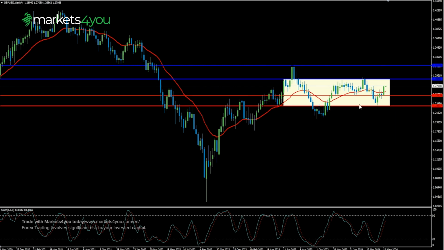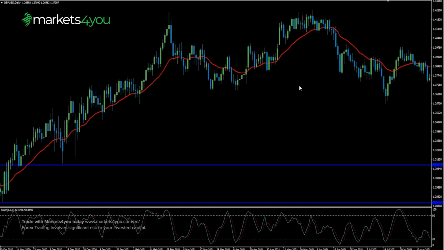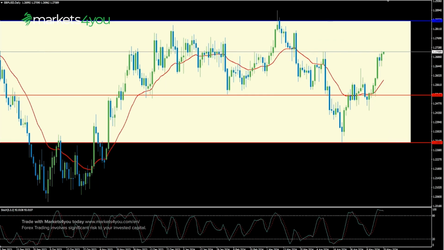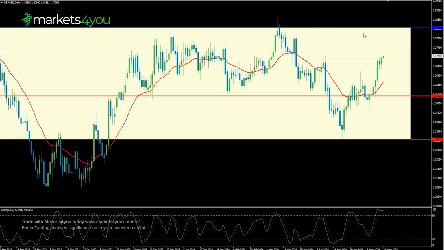But for now, I'm going to discuss what I'm expecting to happen this week. You can see here I'm opening the daily chart, and my range is between 1.2850 and 1.23.